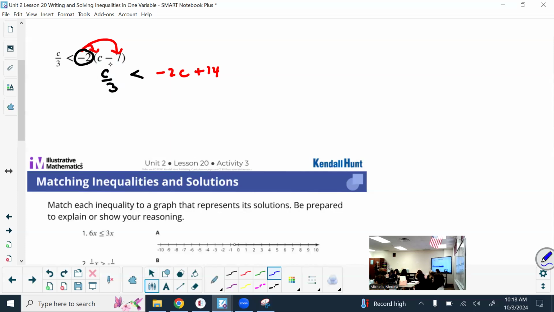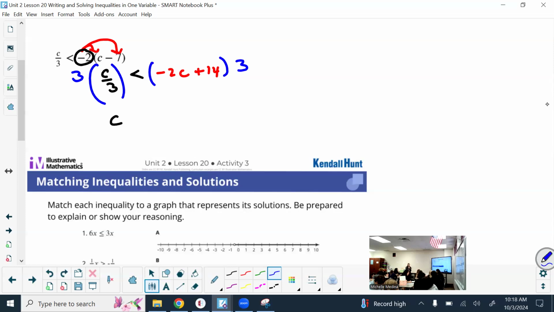Times it by, well, I don't want it to cancel out to 1. I want it to cancel the denominator. So if I multiply by the denominator, that will make it just C on the left. So any fraction can be broken apart by multiplying by the denominator. This time I don't want to cancel it out.